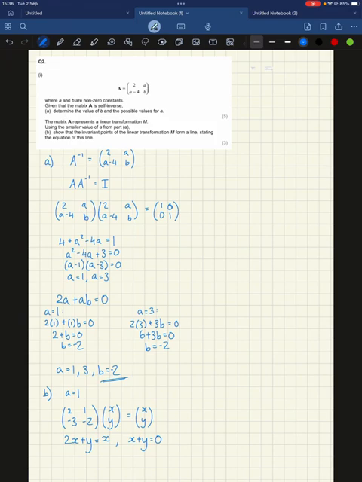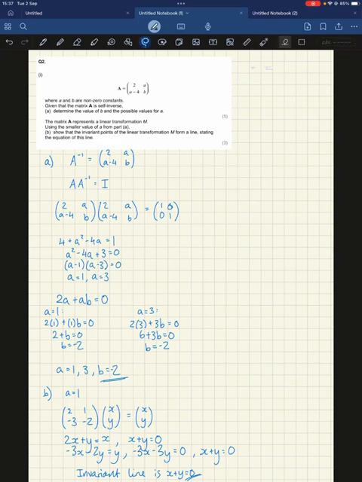But let's do the matrix multiplication on the other side. So minus 3x minus 2y is equal to y. Subtract y from both sides, minus 3x minus 3y is equal to 0. Well, hey, that's just the same as x plus y is equal to 0. So our invariant line is x plus y is equal to 0.